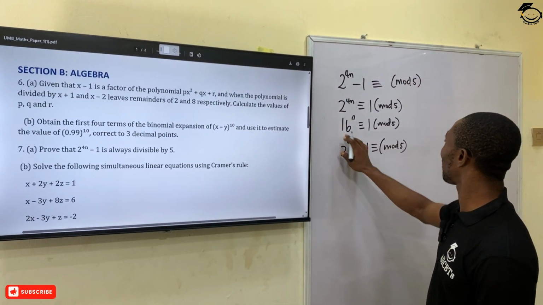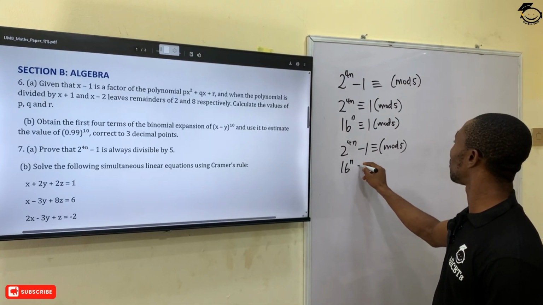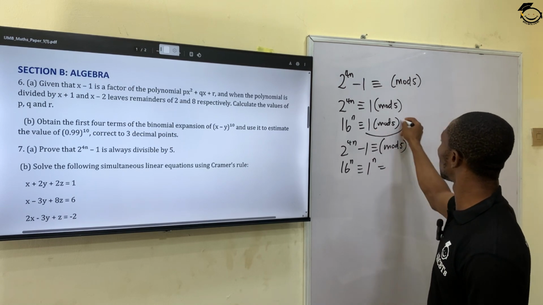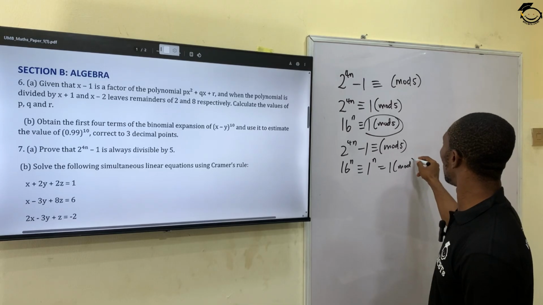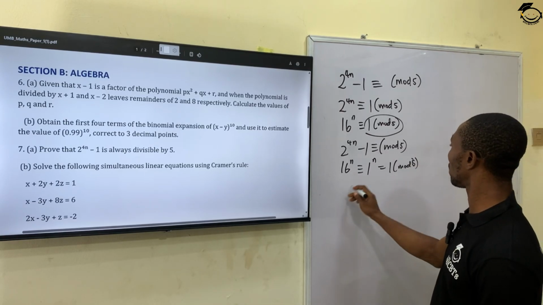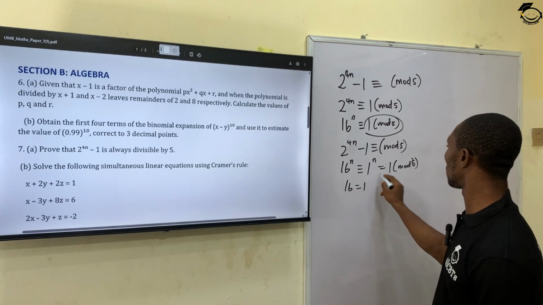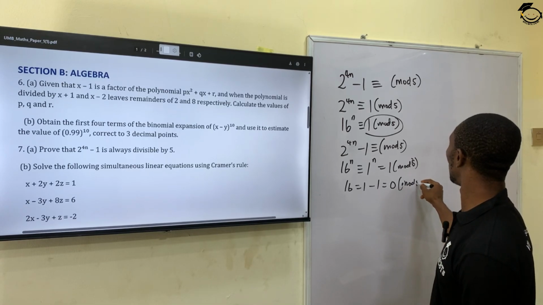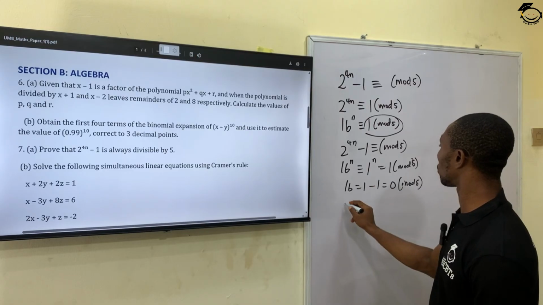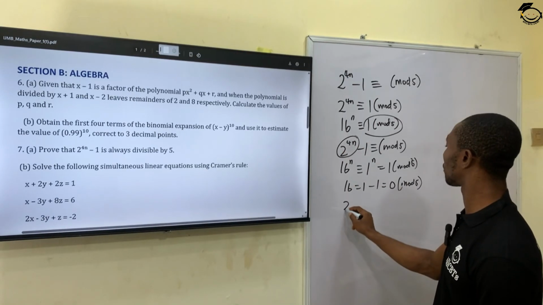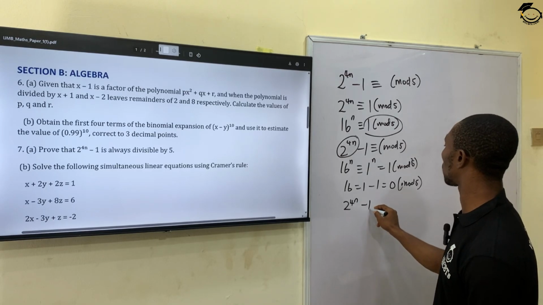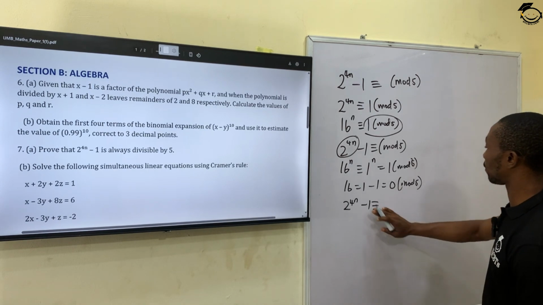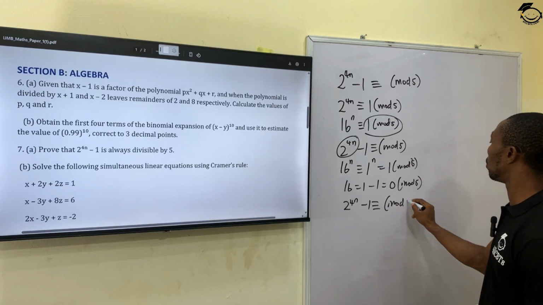All right, so from here, 16 to the n is equivalent to 1 raised to the power n, which is 1 mod 5. Okay, so equating this, we have 16 to the n minus 1, which will give us 0 mod 5. So now this goes ahead to prove that for whatever value of n, 2 raised to the power 4n minus 1 will be divisible by 5. So any of our values of this can be divisible in mod 5.